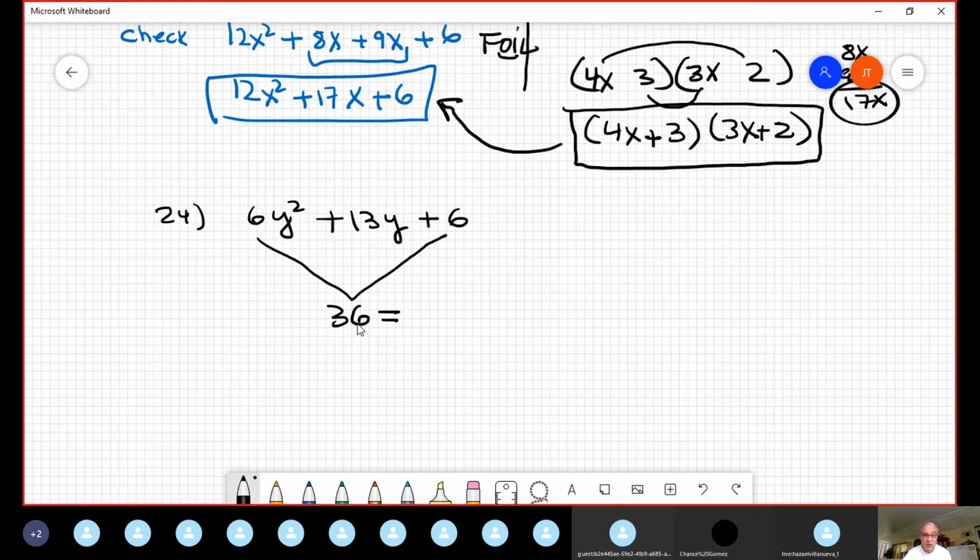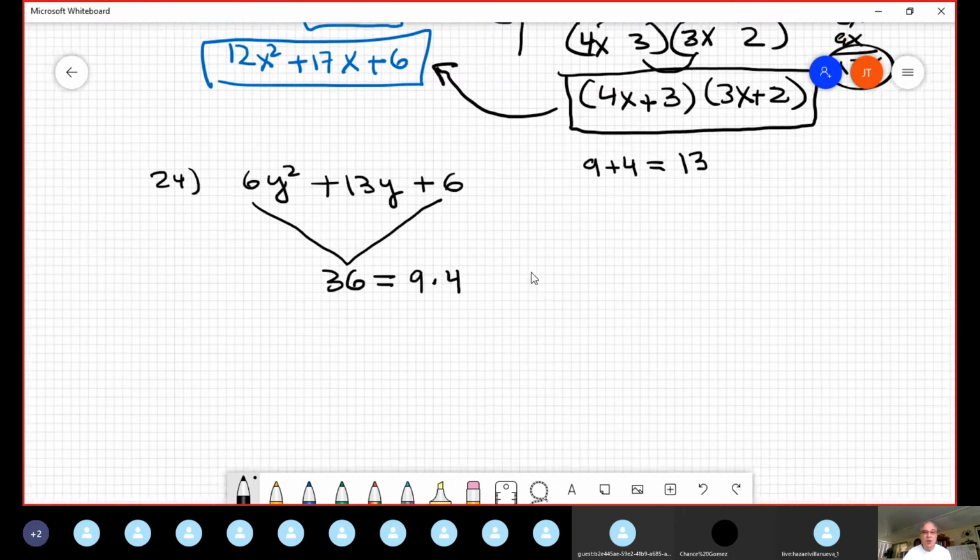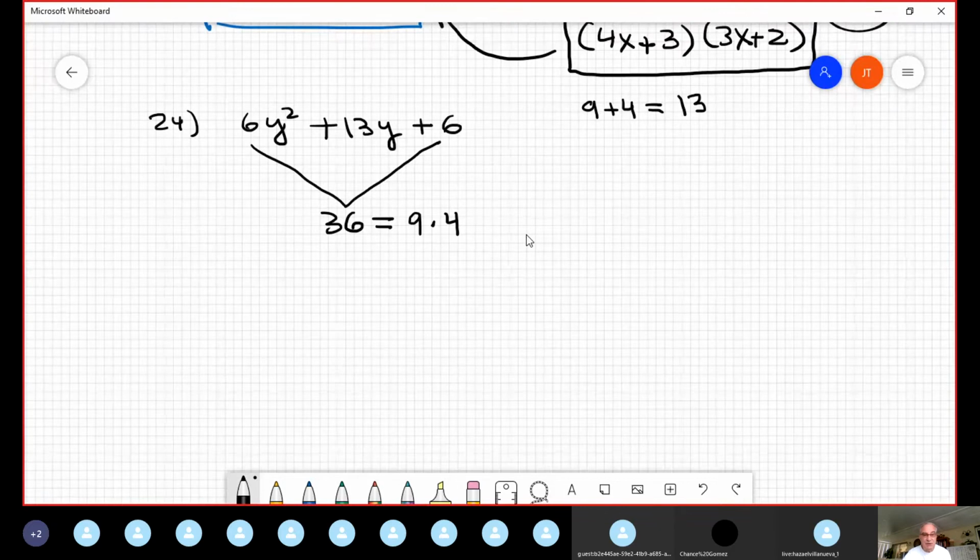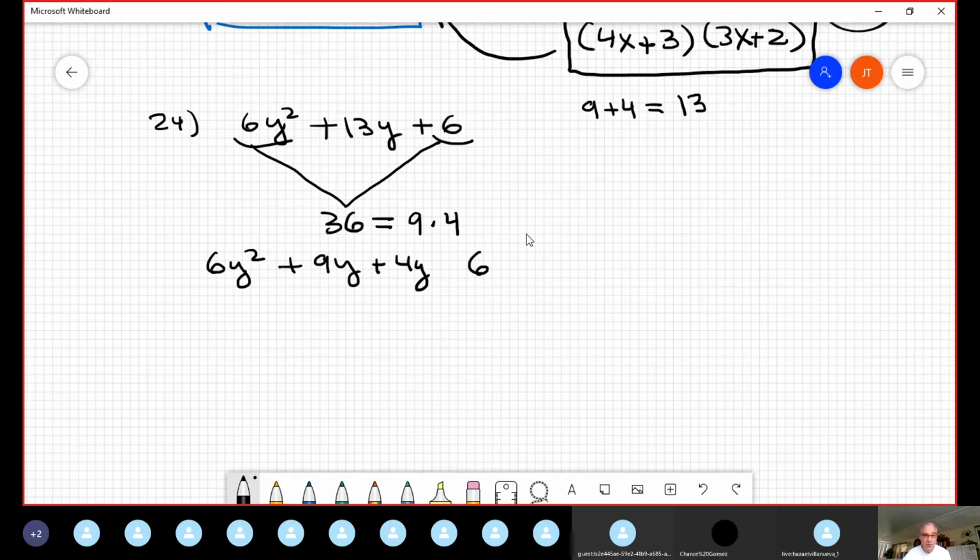The second part is a little bit more complicated. I need to find the combination. The combination is 9 times 4, because 9 times 4 is 36, and 9 plus 4 is 13. And 13 is the middle number here. Okay? Now, conversion from trinomial to polynomial. It's easier. You copy this, you copy that. You copy 6y squared. You copy 6. And you split 13y using 9 and 4, maybe like that: 9y plus 4y.